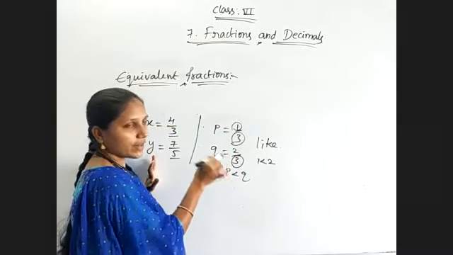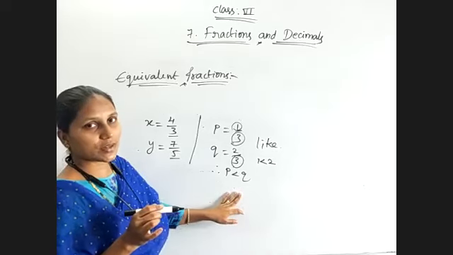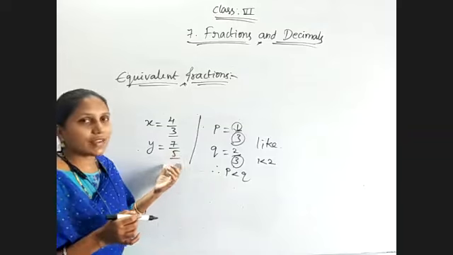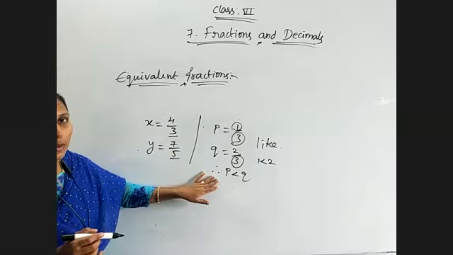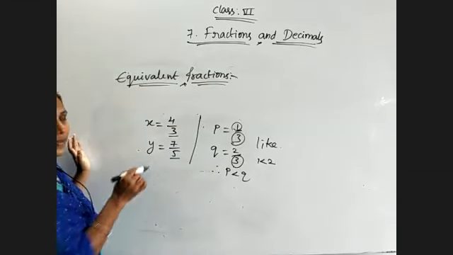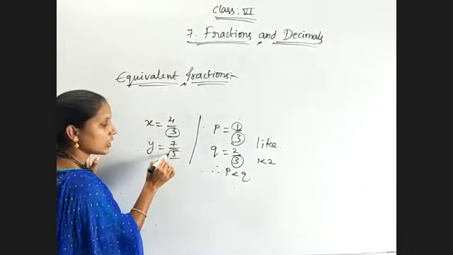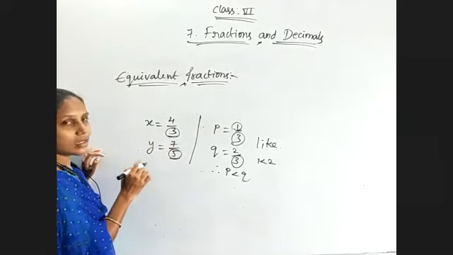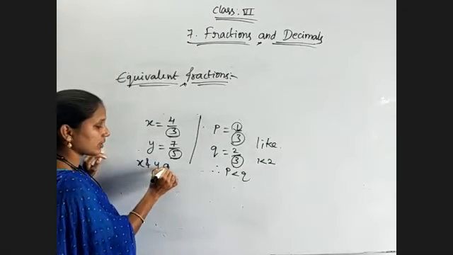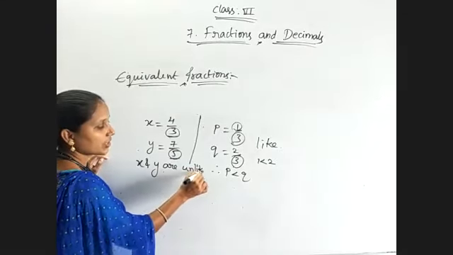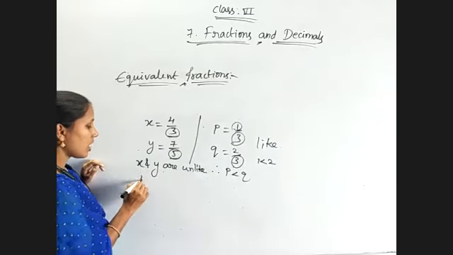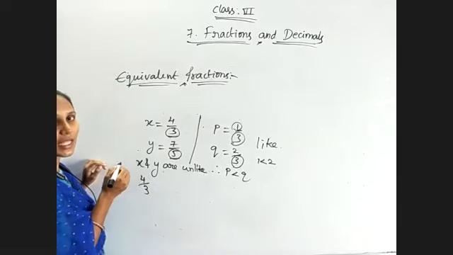If they are given like fractions, we can directly decide which one is greater, or equal. But if they are given unlike fractions, we can't decide directly. For that, we use equivalent fractions. How? Just observe. Here the denominator 3 is there, and the denominator 5. So first convert them into like fractions, because x and y are unlike fractions. Convert them into like fractions by taking equivalent fractions. How do we take equivalent fractions? Go through cross multiplication.